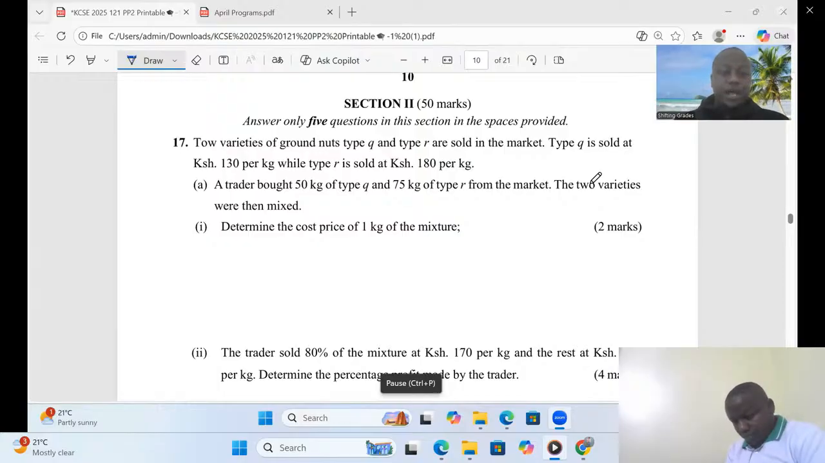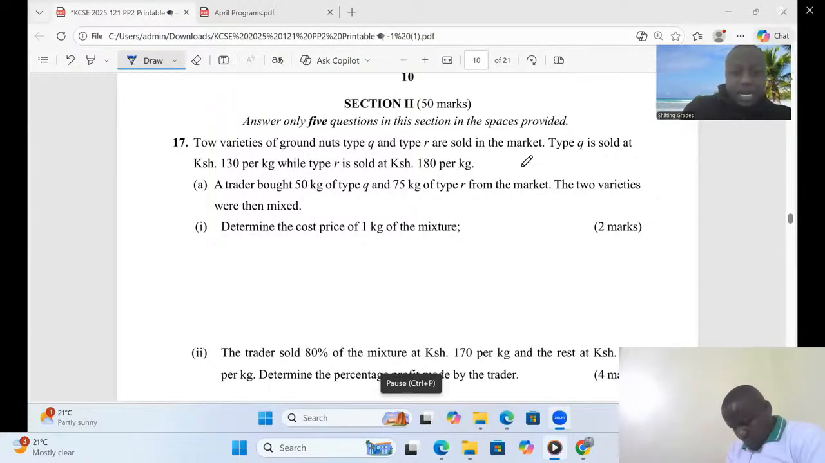A trader bought 50 kilograms of type Q and 75 of type R from the market. The two varieties were then mixed. Roman 1 of part A: determine the cost price of 1 kilogram of the mixture.